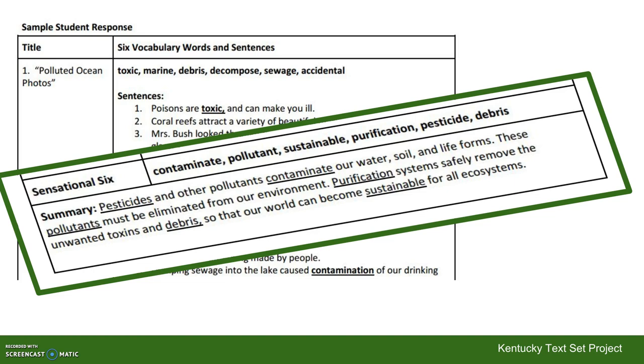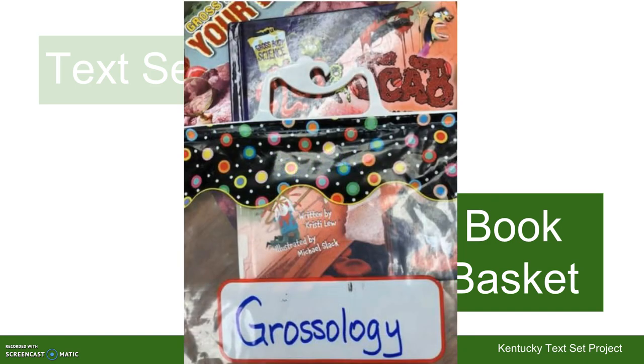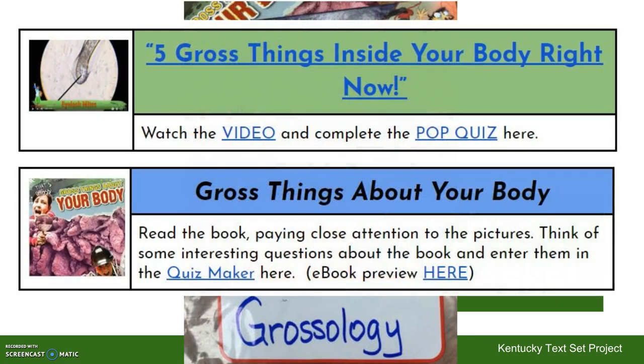I think this is a good time to stop and consider the differences between the text sets and expert packs and book baskets. All 3 are actually text sets, but expert packs and book baskets can be designed for students to independently progress through them at their own pace. So I took the Grossology text set and gathered books, printed articles, attached QR codes for students to be able to access the online resources, and then I placed them in a library bag, labeling it Grossology. I then created a Word version and a HyperDoc of the progression.